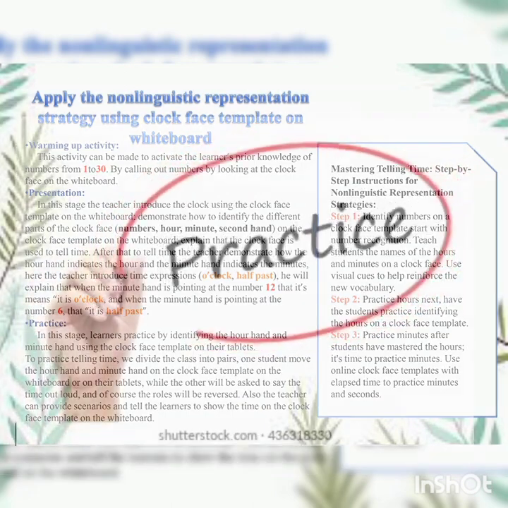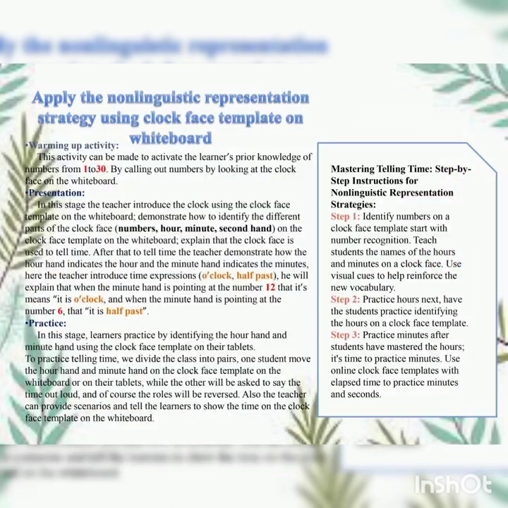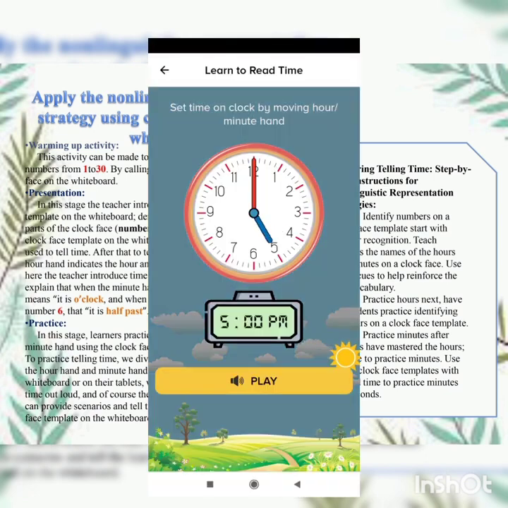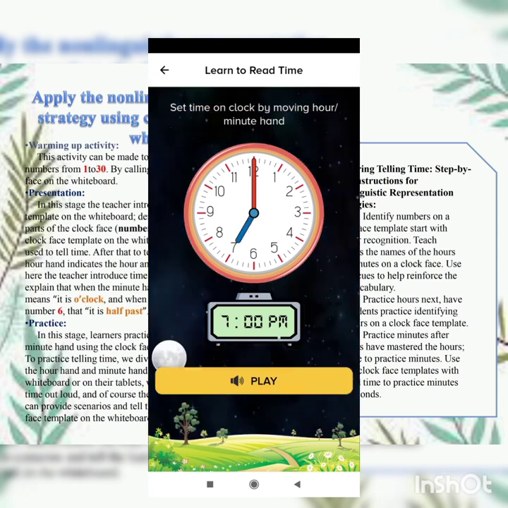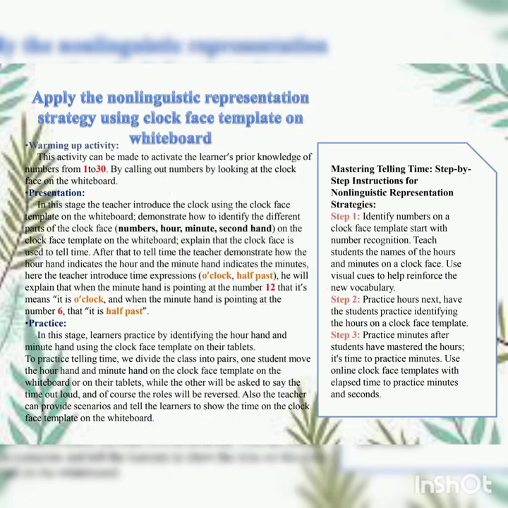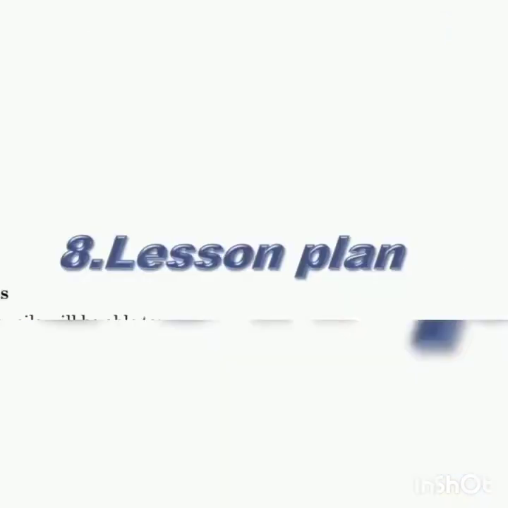Finally, the practice. In this stage, learners practice by identifying the hour hand and the minute hand using the clock face template on their tablets. To practice telling time, we can divide the class into pairs. One student moves the hour hand and minute hand on the clock face template on the whiteboard or on their tablets, while the other will be asked to say the time out loud, and of course the roles will be reversed. Also, the teacher can provide scenarios and tell the learners to show the time on the clock face template on the whiteboard.